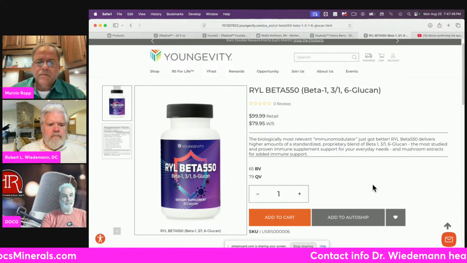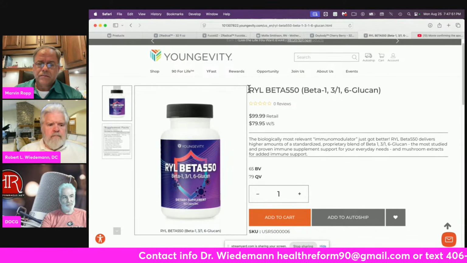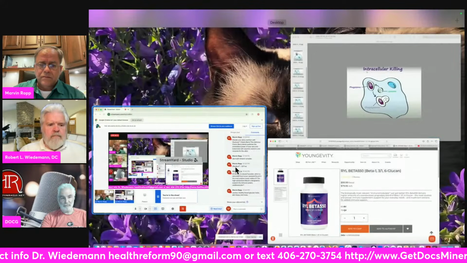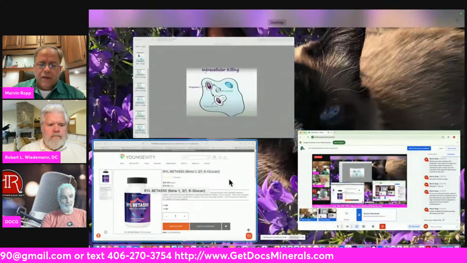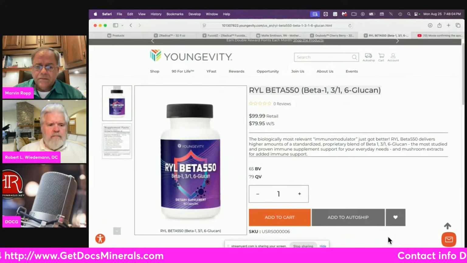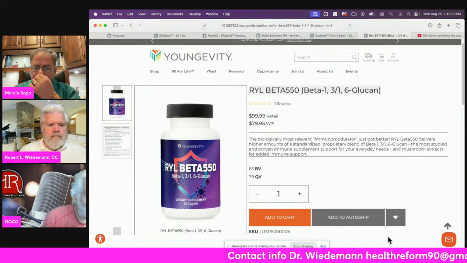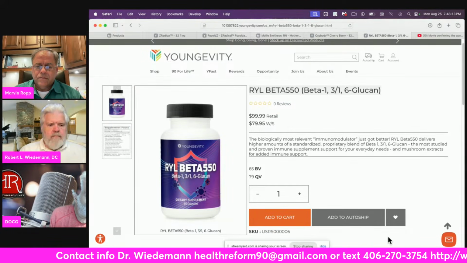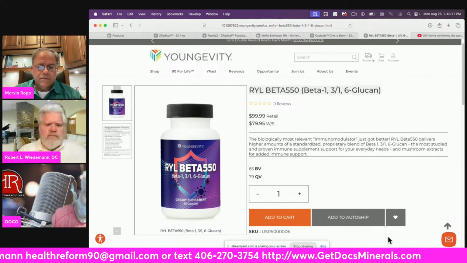It says here the biologically most relevant immunomodulator just got better. RYL beta 550 delivers higher amounts of a standardized proprietary blend of beta-1,3,1,6 glucan, the most studied and proven immune support supplement for your everyday needs, and mushroom extracts for added immune support.